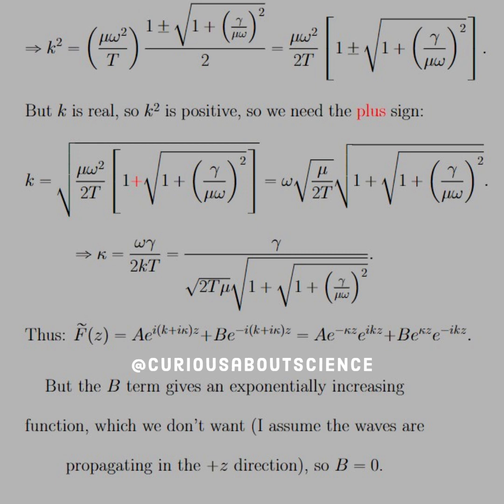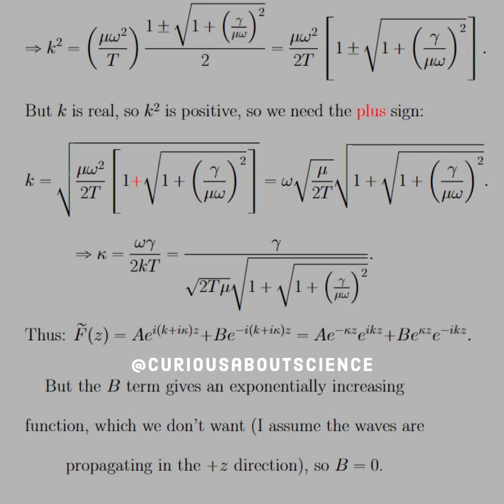So now that we have k, we can quickly solve for kappa as well. Plug that in. Thus, what we see here is that the form of the equation, f tilde of z is equal to a e to the i k plus i kappa z plus b e to the negative i k plus i kappa z. Once we separate those into real and imaginary parts, where we have a e to the negative kappa z, e to the i k z plus b e to the kappa z, e to the negative i k z. Again, we'll see this repeatedly throughout this chapter as well.